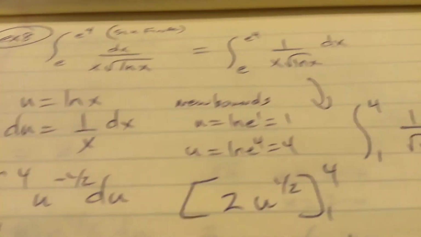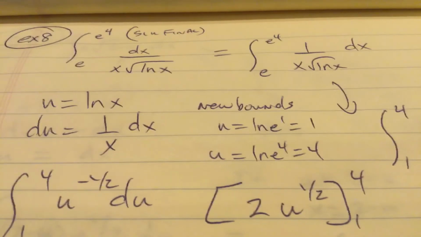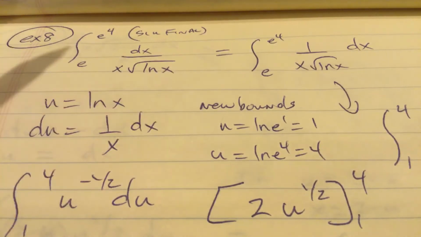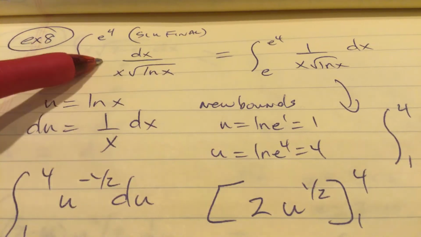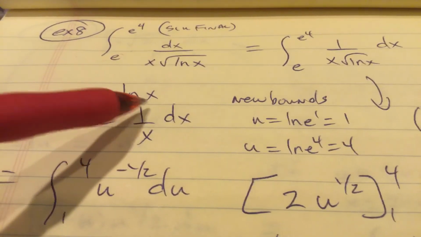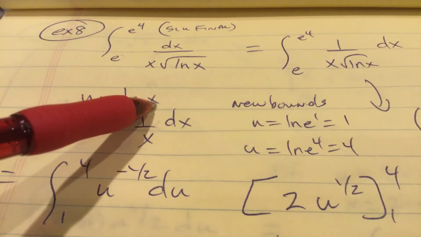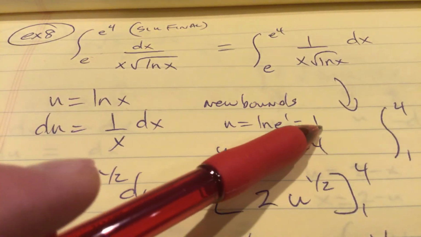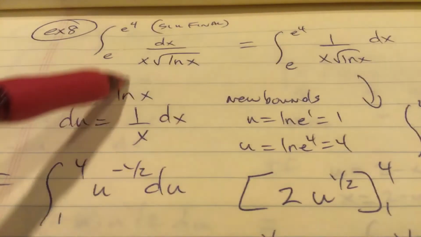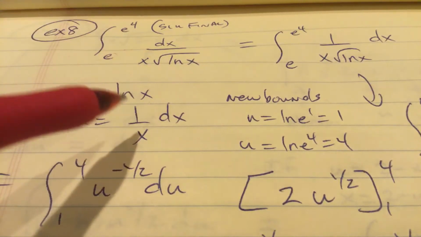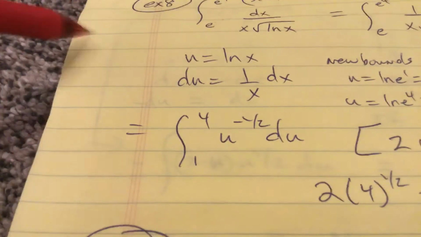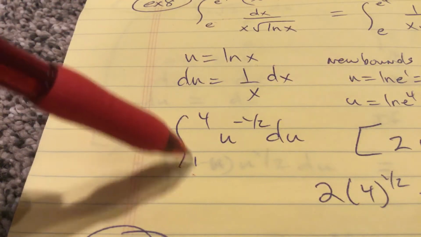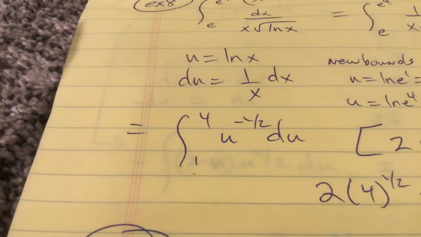Notice I changed the bounds. If I want to keep this entirely in terms of u, and not have to resubstitute, plug natural log x back in for u: if my lower bound was e to the first, plug e to the first in for x. Natural log e to the first gives me a lower bound of 1. All right, plug in e to the fourth. Natural log e to the fourth gives me a new upper bound of 4. So keeping this in terms of u, lower bound 1, upper bound 4.